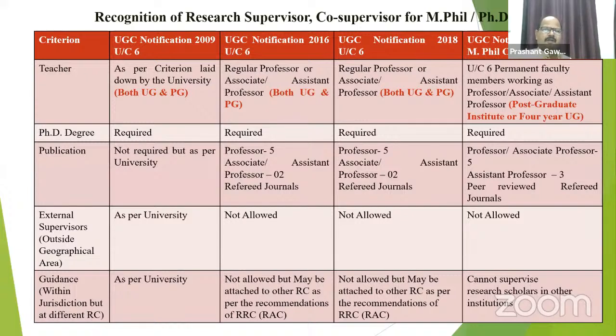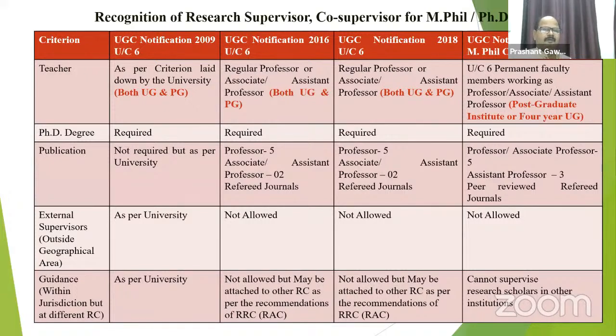Now, under UGC notification 2022, they shut down the MPhil course and only PhD supervisorship is available with this 2022 notification. A similar clause is there under clause 6, but they did not want the regular faculty. Here they wanted permanent faculty members, working as a professor, associate professor, assistant professor.